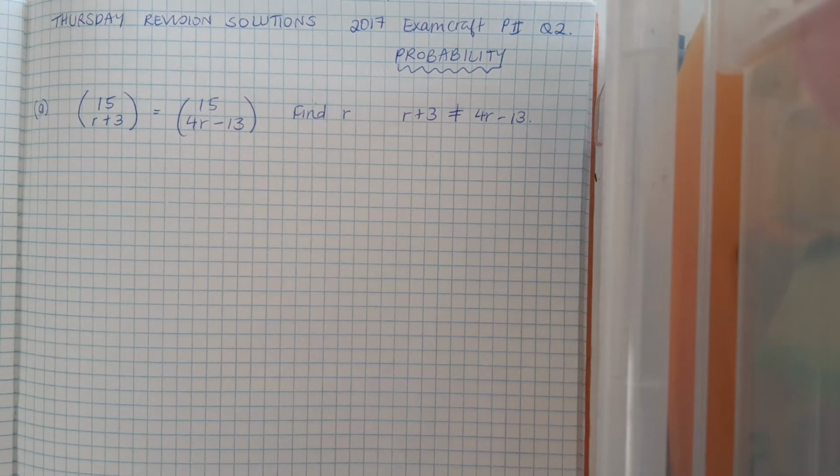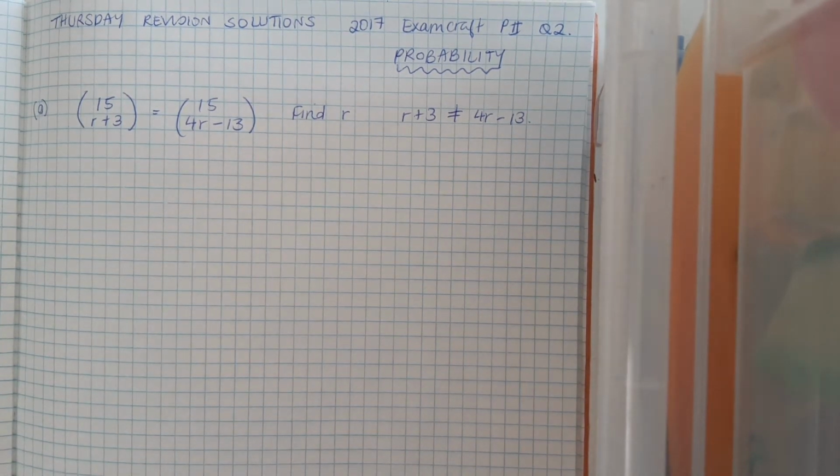So 15 choose r plus 3 equals 15 choose 4r minus 13. They want us to find r, and they're just specifying first of all that it's not as simple as saying r plus 3 equals 4r minus 13.